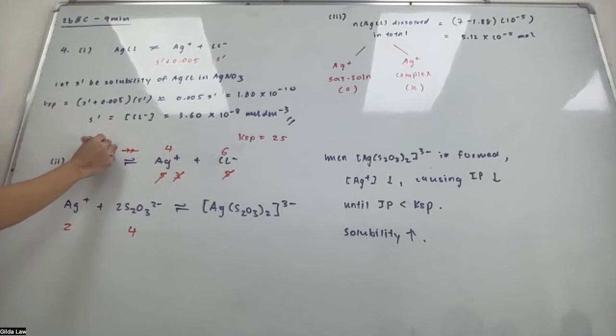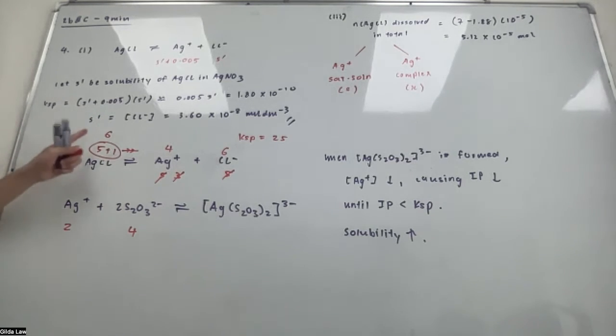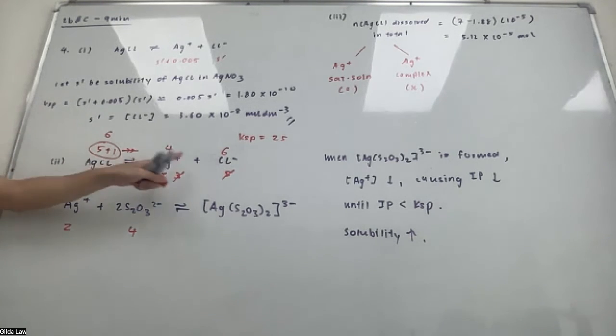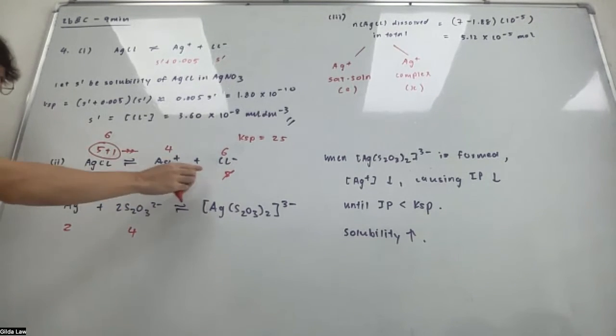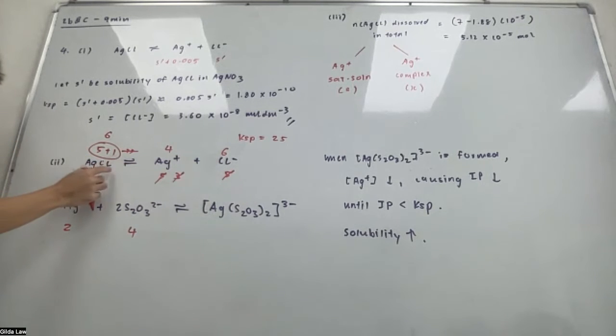How much AgCl dissociated in total throughout this entire question? How much AgCl was dissolved? 6. And can you all see that the 6 AgCl will be the same as the 6 Cl minus? Because Cl minus was not touched. Whatever Cl minus there is, it's the same as total AgCl. Can you see that? So we're going to use this part to actually calculate our answer.